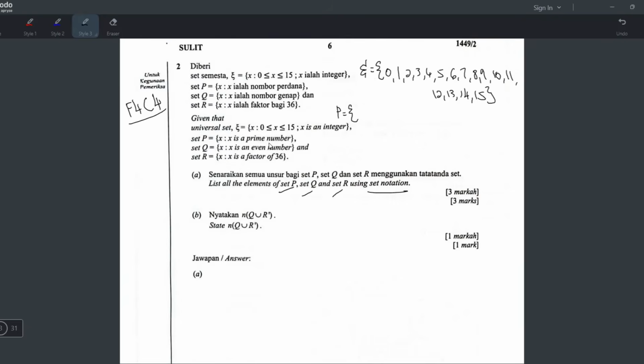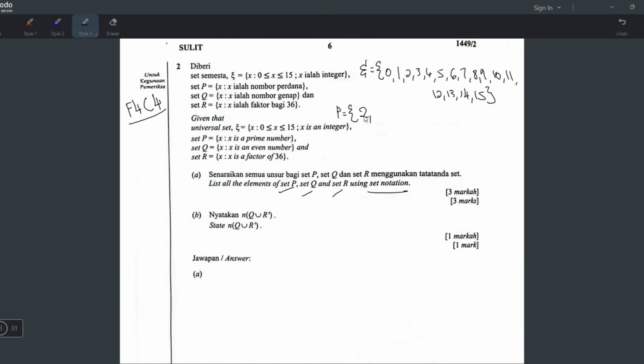Now let's go to set P. x is a prime number. Okay, a prime number is a number yang ada dua factor sahaja. It means the number can only divide by itself and divide by 1. And what is the world's smallest prime number? 2. Remember, 1 is not a prime number. 1 only has 1 factor, it's just 1 and 1. So 1 is special, dia satu factor saja and it's not a prime number. Prime number dia kena ada dua factor.